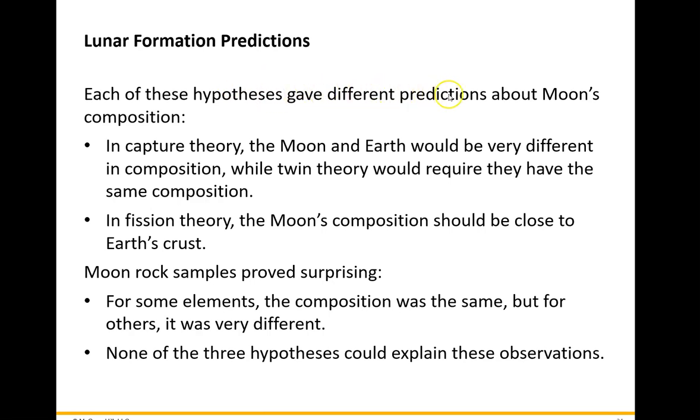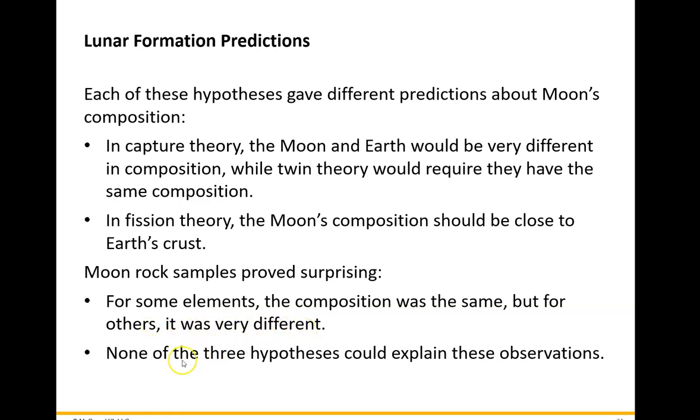Each of these hypotheses gives a different prediction for the moon's composition. If the capture theory, the moon would be very different, right? Because it was formed somewhere else, the way Mars is different from the Earth. The twin theory would require that they have the exact same composition. The fission theory, the moon's composition should be pretty much the same as the Earth's crust. All right. And then moon rocks were brought back in the 1960s. For some of the elements on the periodic table, the composition was exactly the same. But for others, it was very, very different.